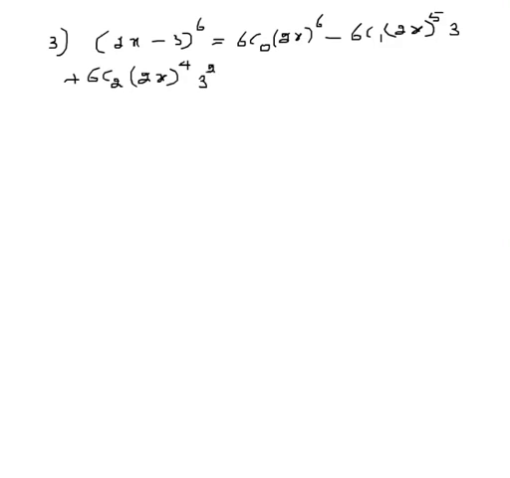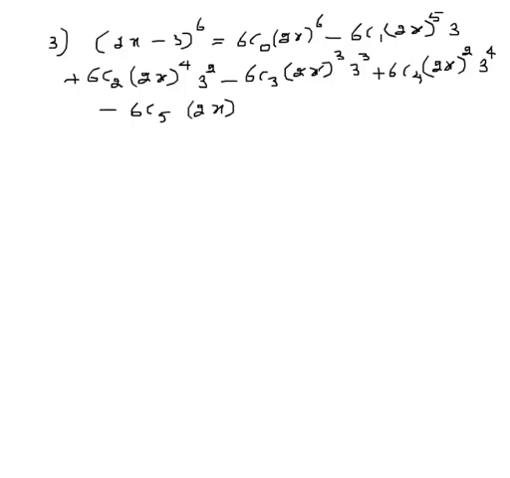3 square. Minus 6c3, 2x raised to 3 and 3 raised to 3. Plus 6c4, 2x raised to 2 and 3 raised to 4. Minus 6c5, 2x times 3 raised to 5, and last term is plus 6c6, 3 raised to 6.